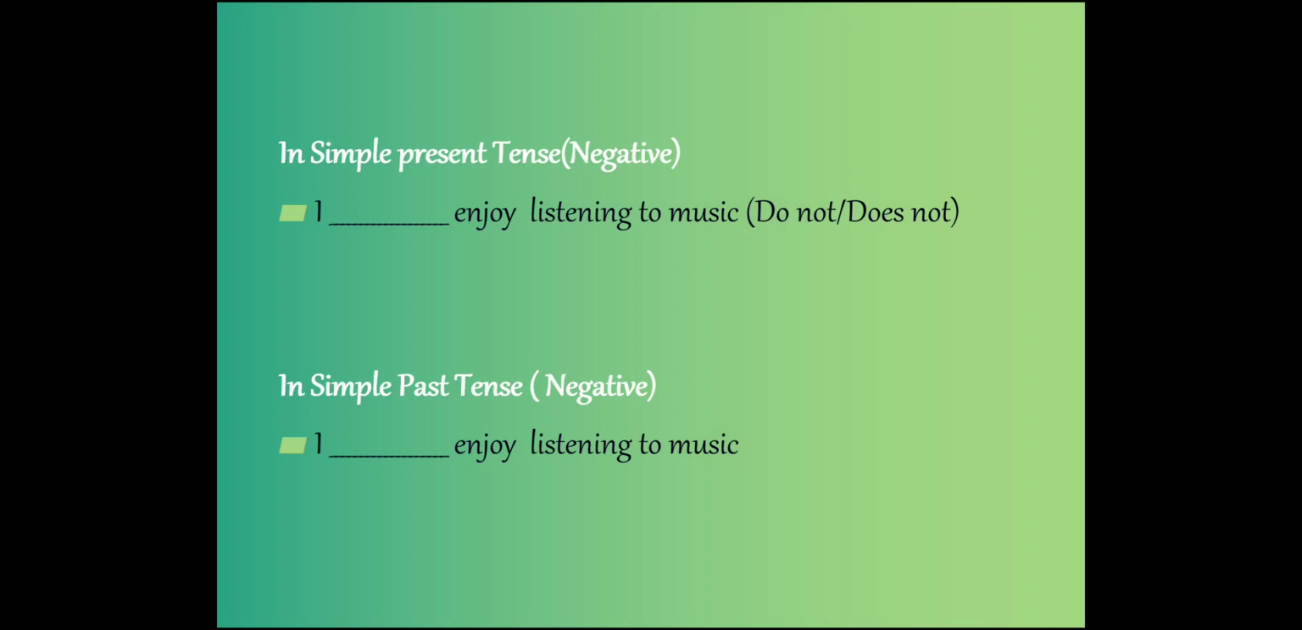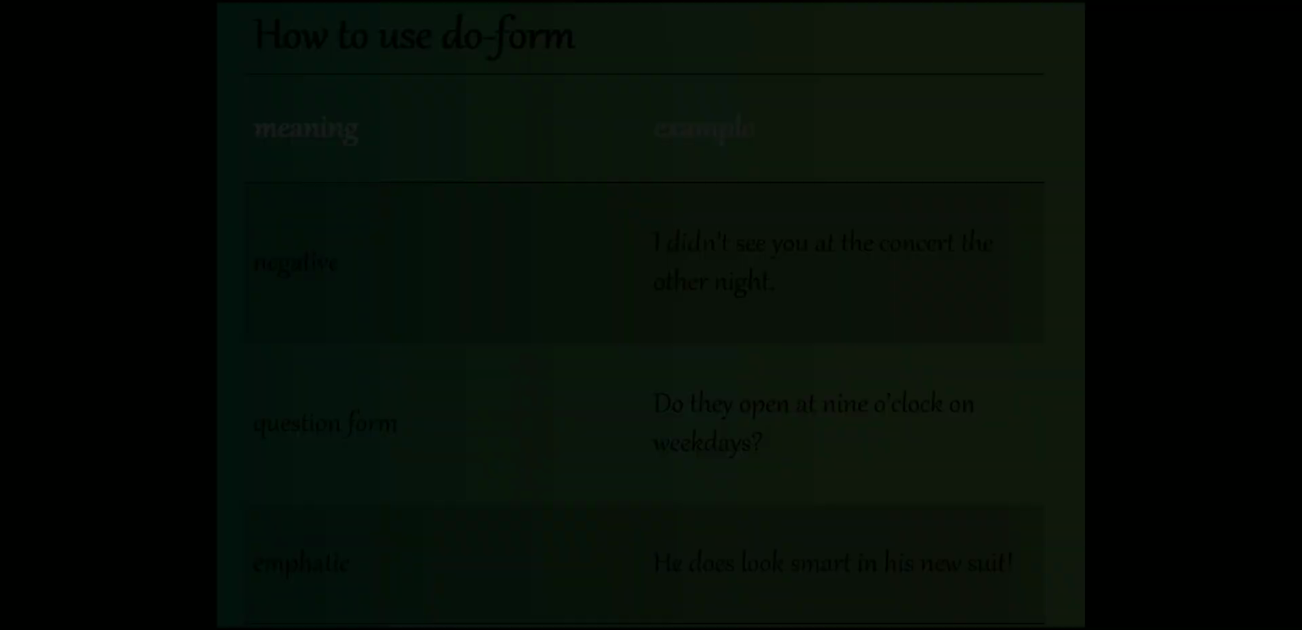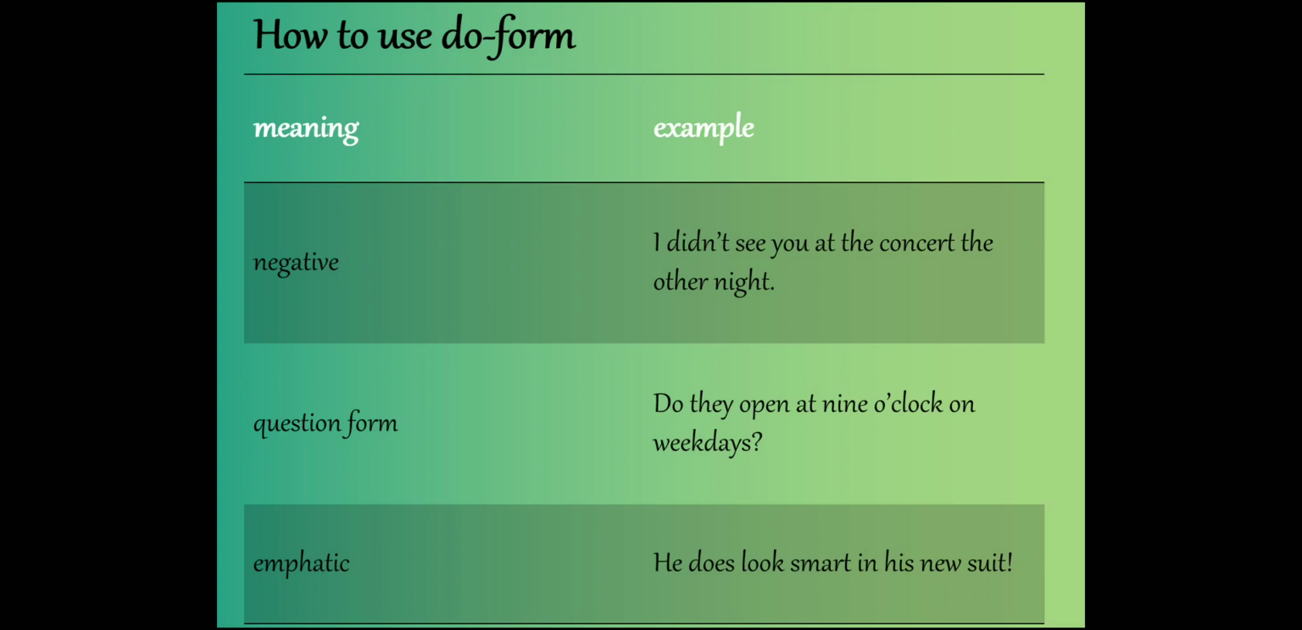In simple past, there is no question of singular and plural because we have only did. So I did not enjoy listening to music last night or something. That we'll be discussing again in tenses, right? What is this? How to use do forms. The negation: I did not see you at the concert the other night.